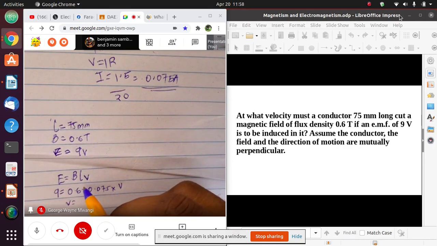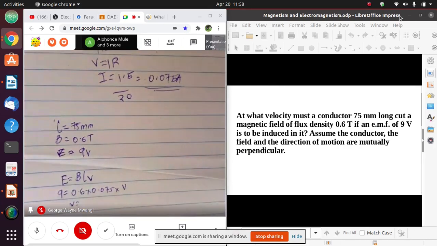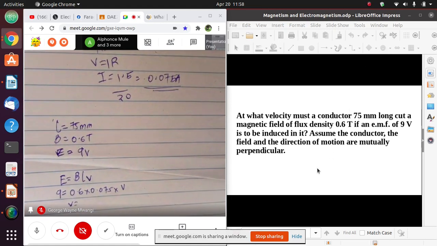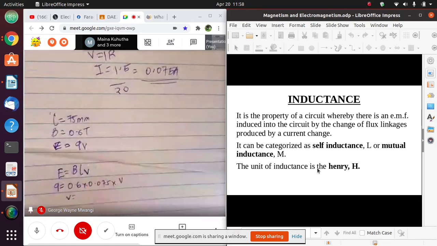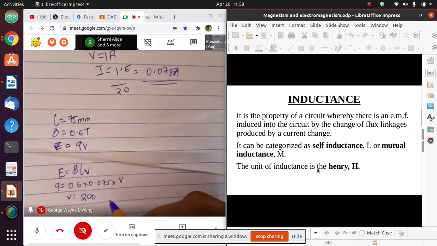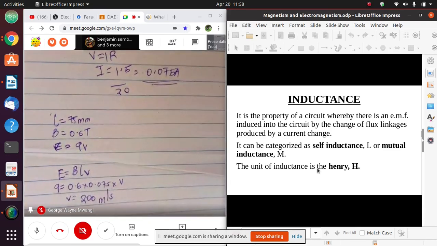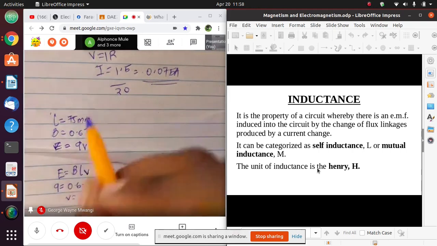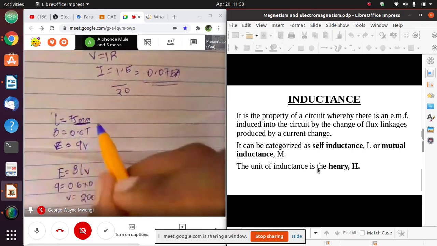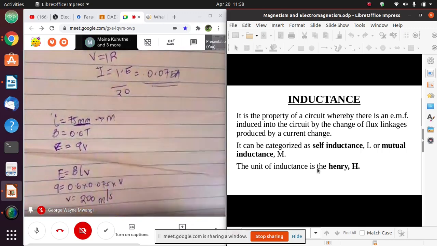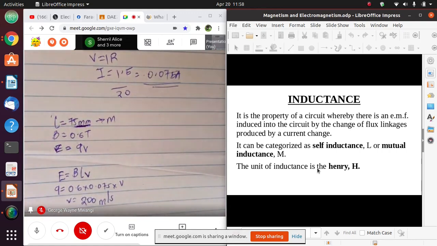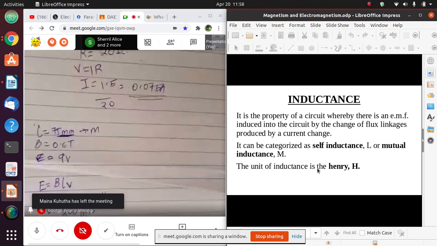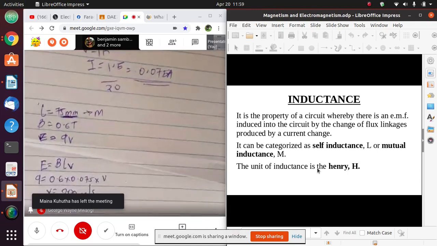Cheryl, umepata nini? 200 meters per second. Will it be millimeters or meters? Meters, because remember you changed this to meters, isn't it? Yes, sir. So I'm assuming you are able to do easy questions here. As long as you have the formula and you can apply the formula, then these questions will be very easy.